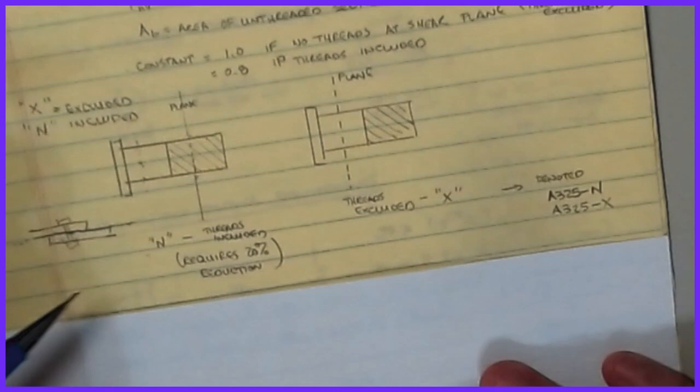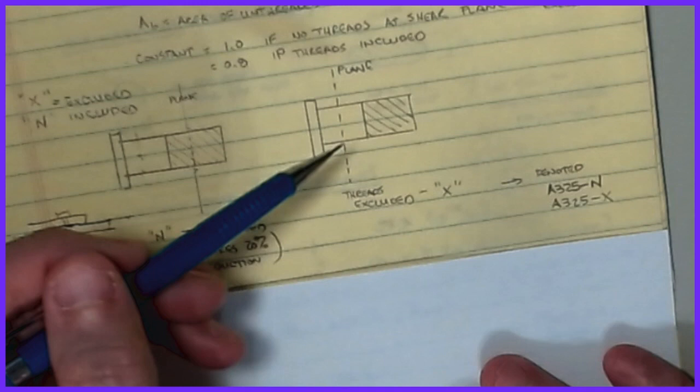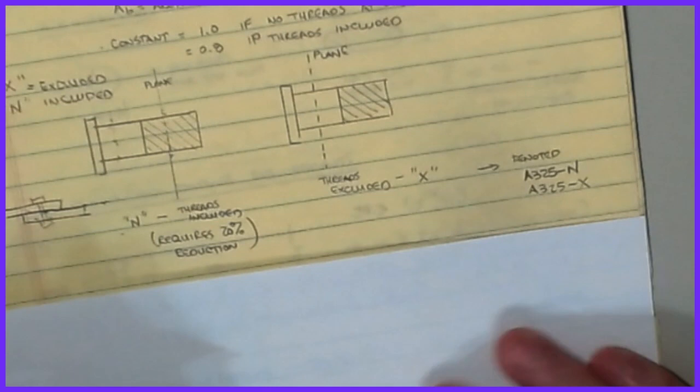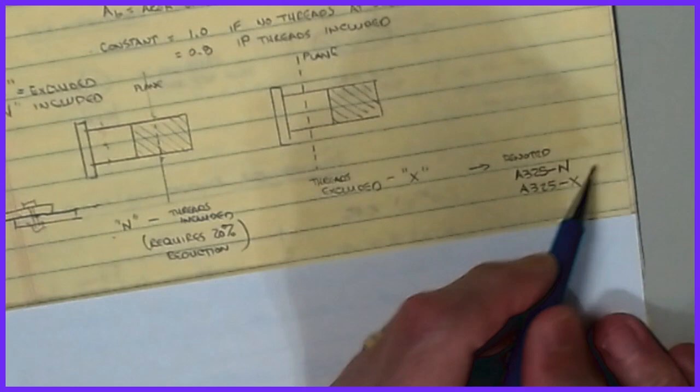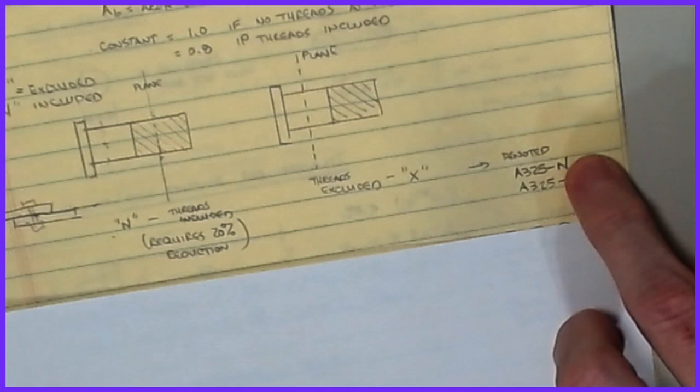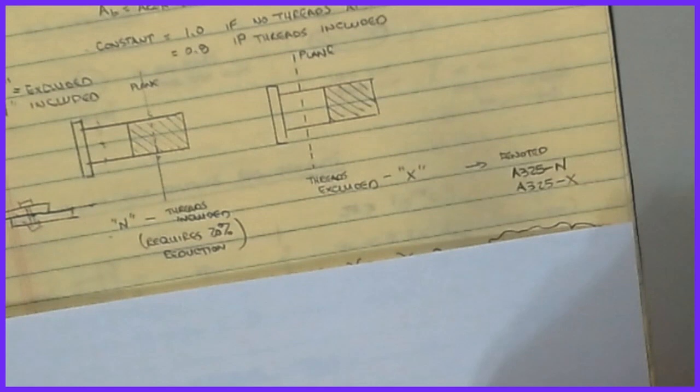So that's our included case, where the failure occurs through the threads, as opposed to the excluded case, where the failure plane occurs through the shank. The designation that you'll see on bolts will be something like A325-N or A325-X. This tells you what you're expecting and what the strength capacity is going to be based on this bolt. A lot of times this will show up in your drawings or on your details. There'll be something that calls that out, and that N and X will always be there.